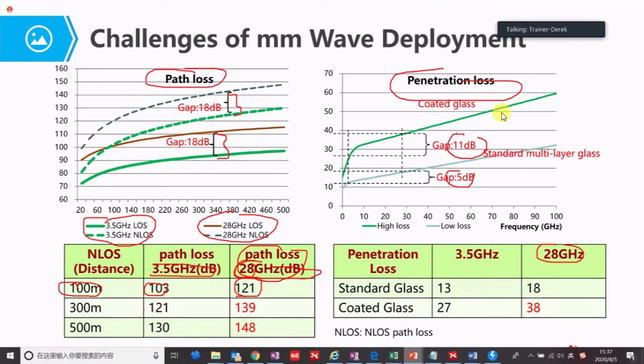This is the millimeter wave situation. High frequency has large path loss and penetration loss.